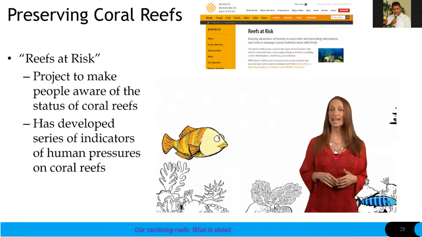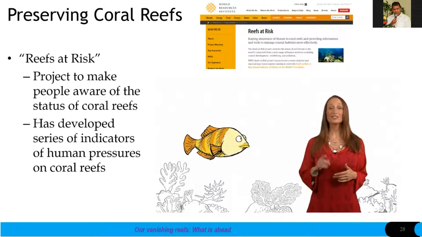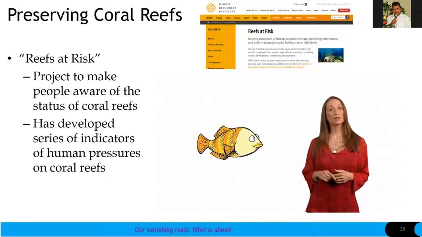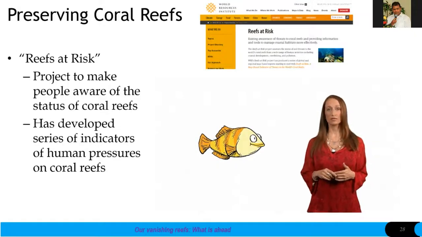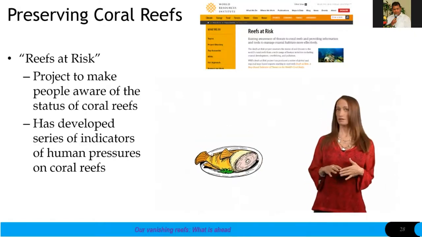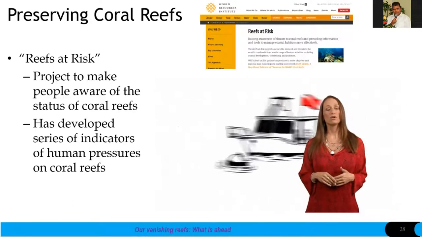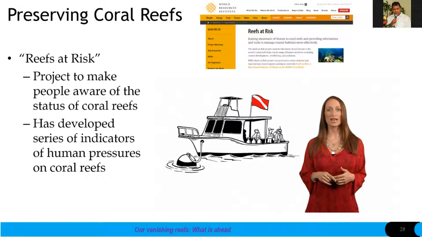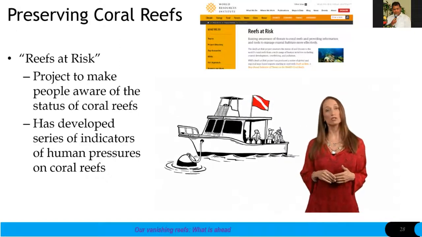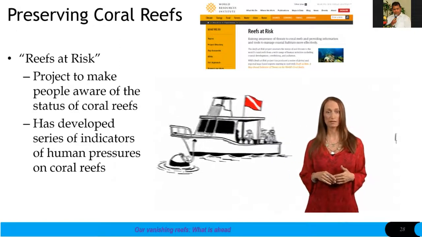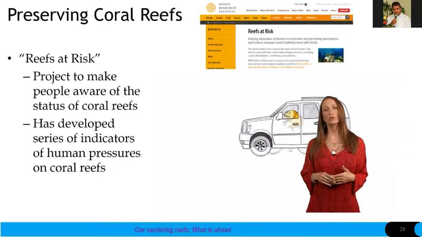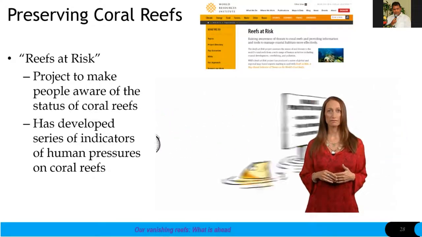Reefs are resilient and can recover, and there are ways you can help. For example, try to become more aware of the seafood you're eating. What it is, where it came from, and how it was caught. When you vacation, choose tourism and hotel operators who treat the ocean environment responsibly. Also, try to lower your CO2 footprint.